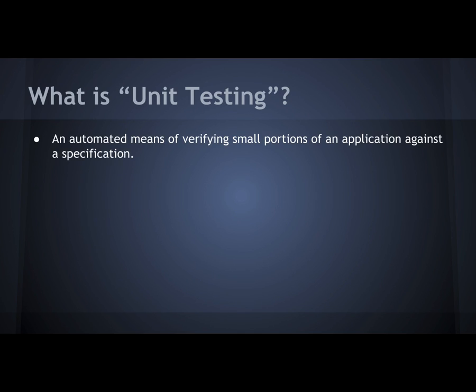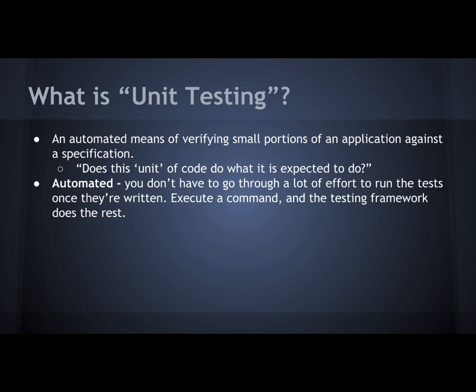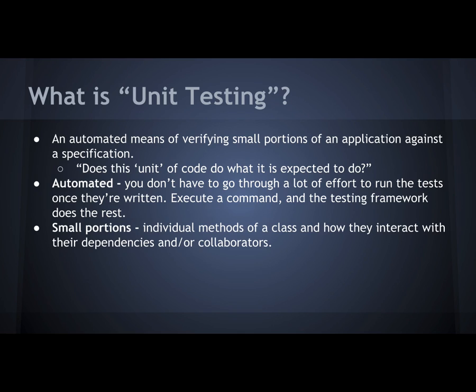So unit testing is basically an automated way to test portions of your application against a specification. In other words, does the small unit of code that you're testing do what it is expected to do? So you'll be able to write your tests, you run it through a framework, and the framework will do everything. It's completely automated, and you don't have to go in and manually test things. You'll be testing individual methods of a class and how they interact with all their collaborators. And of course, the specification is your definition of how things are supposed to work.